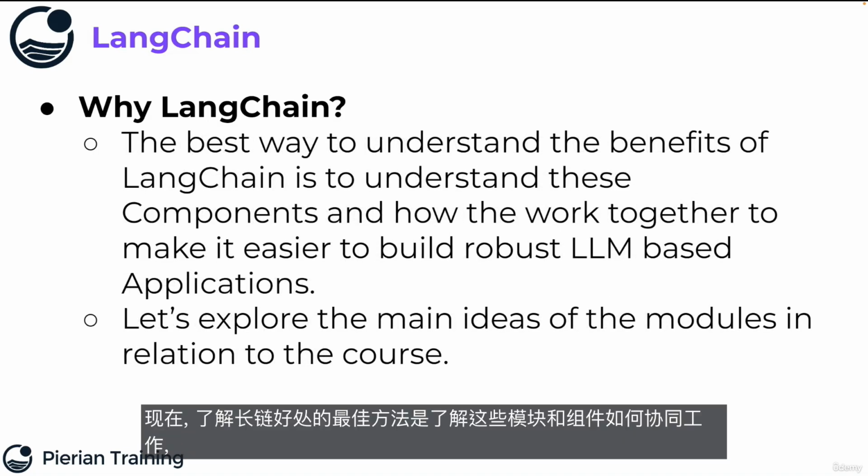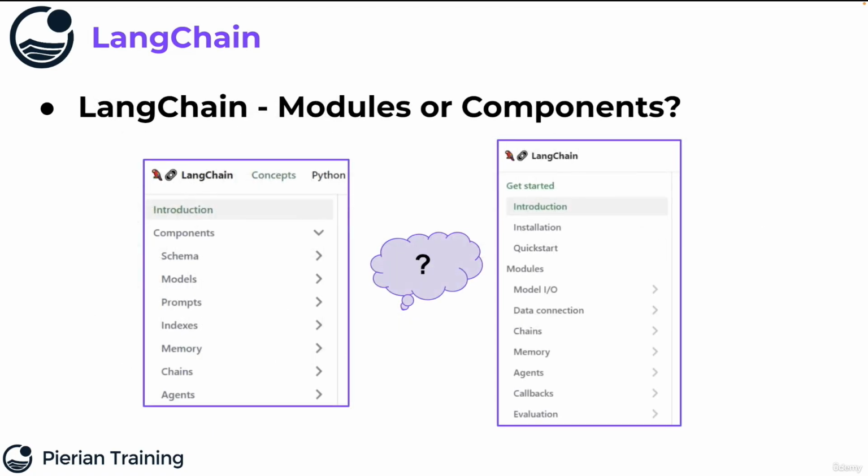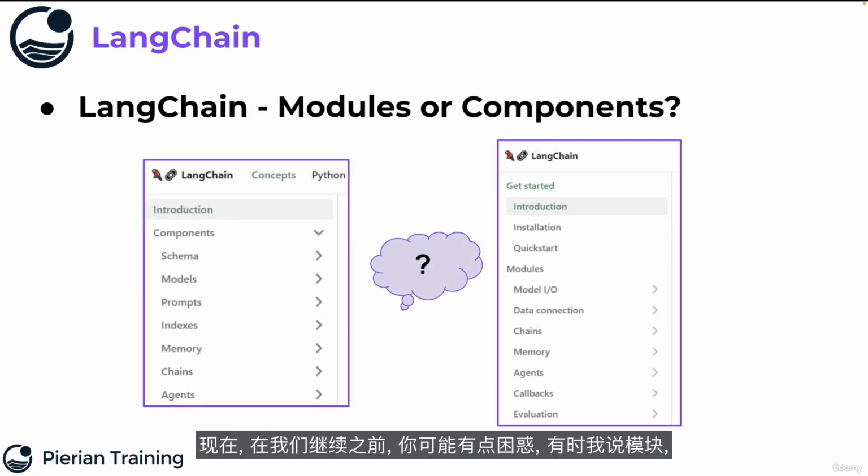Now, the best way to understand the benefits of LangChain is to understand how these modules and components work together and make it easier to build robust large language model applications. Let's explore the main ideas of these modules or components in relation to the course. Now, before we continue, you're probably a little confused by the fact that sometimes I say modules and sometimes I say components. And this actually stems from the documentation itself, and I'll explain why in a second.